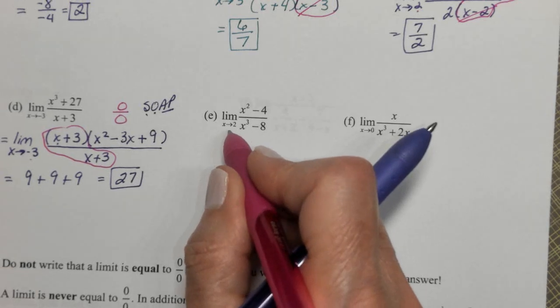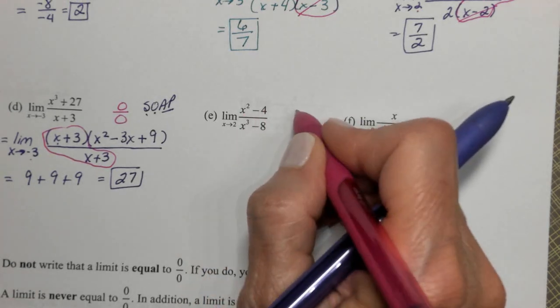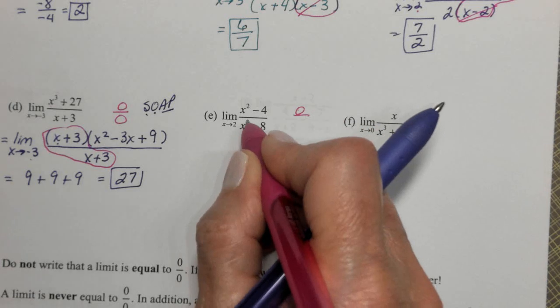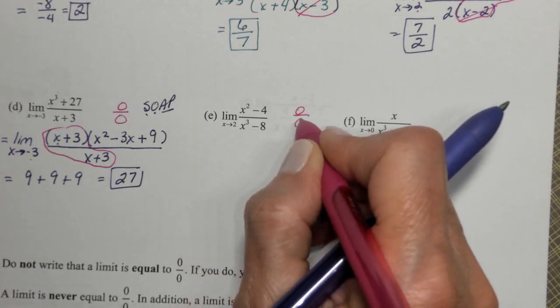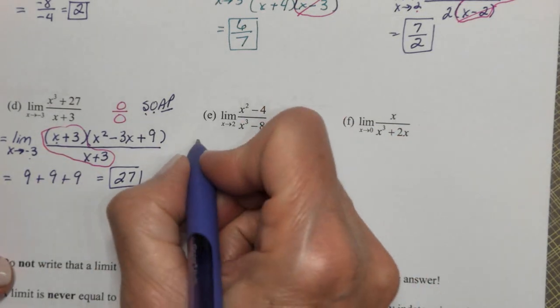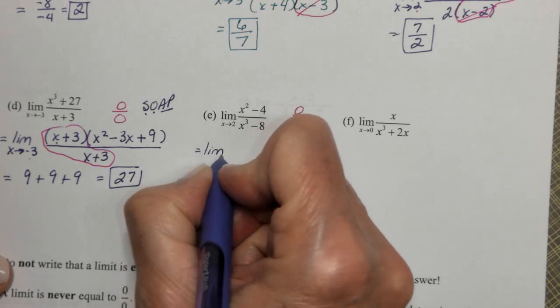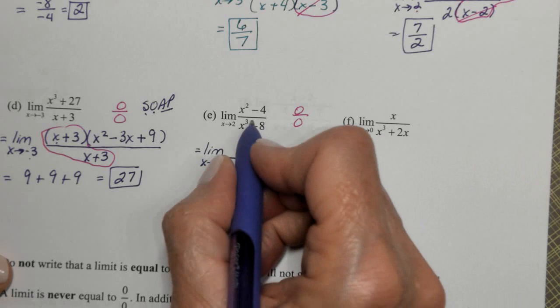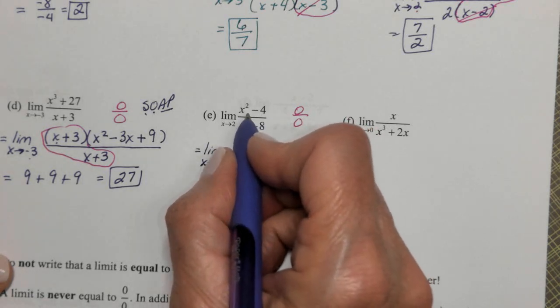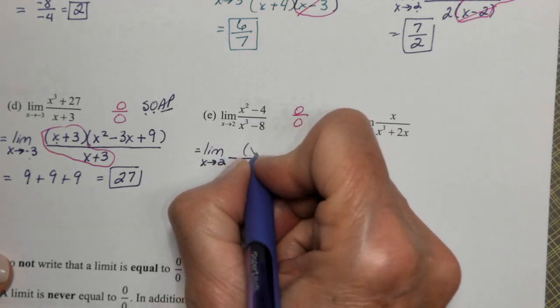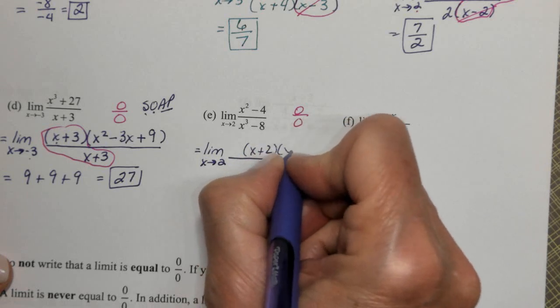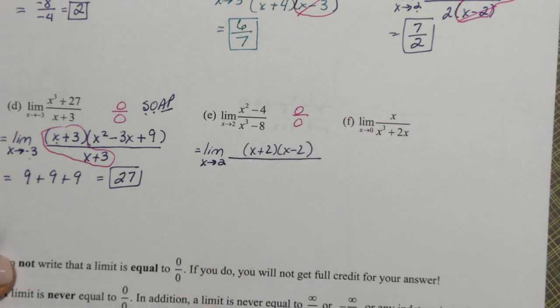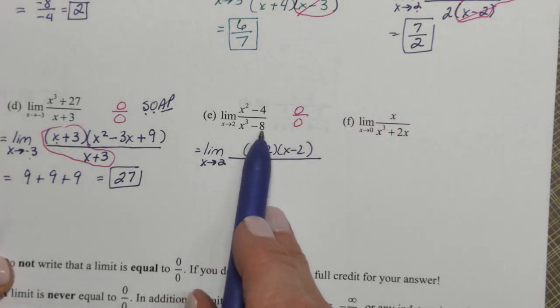Plug in 2 for x. 4 minus 4 is 0. 8 minus 8 is 0. That's indeterminate. We're going to factor. I'm going to rewrite my limit. Up on top, we just have a difference of squares. So that is x plus 2, x minus 2. On the bottom, we have a difference of cubes.